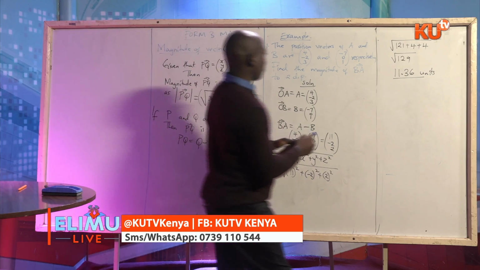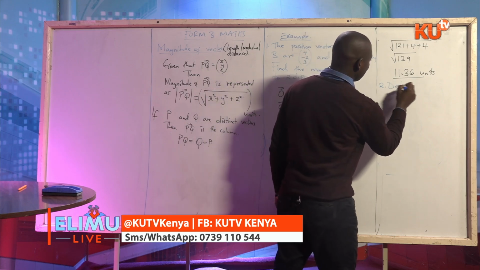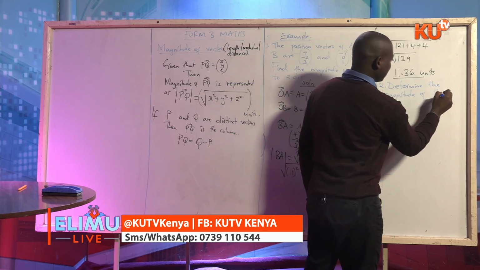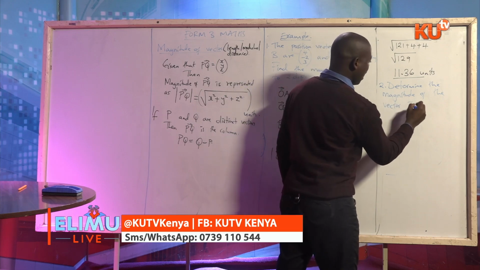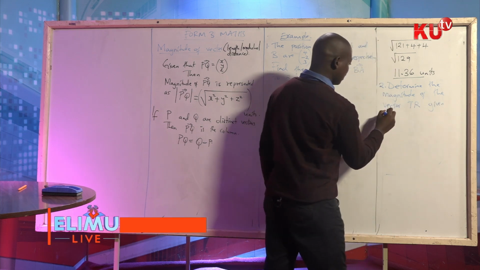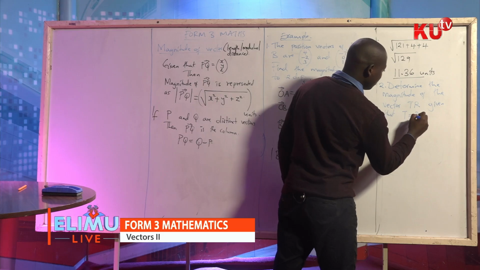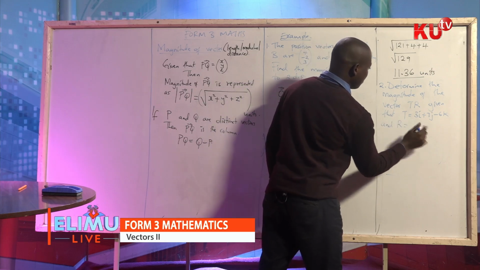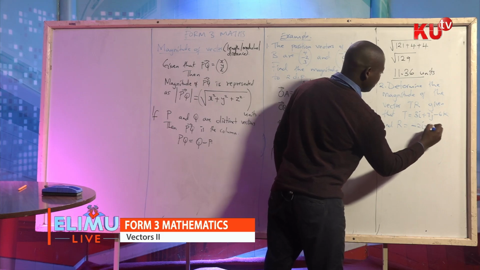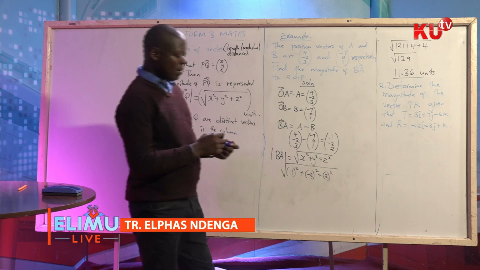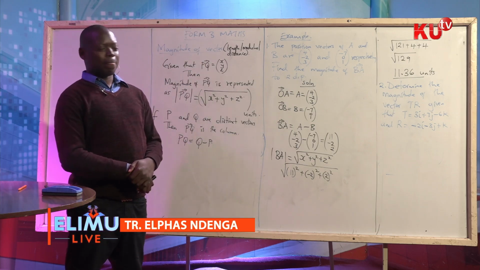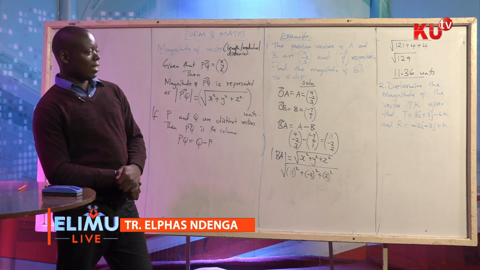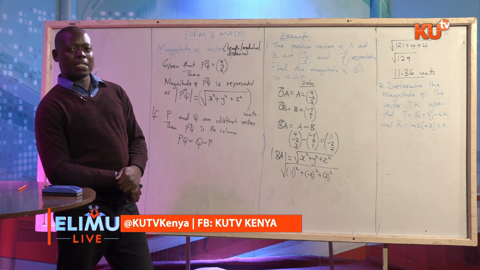Good. So let's look at the second example. Number 2, you are told to determine the magnitude of the vector TR, given that T is 3i plus 7j minus 6k and R is negative 2i minus 3j plus k.